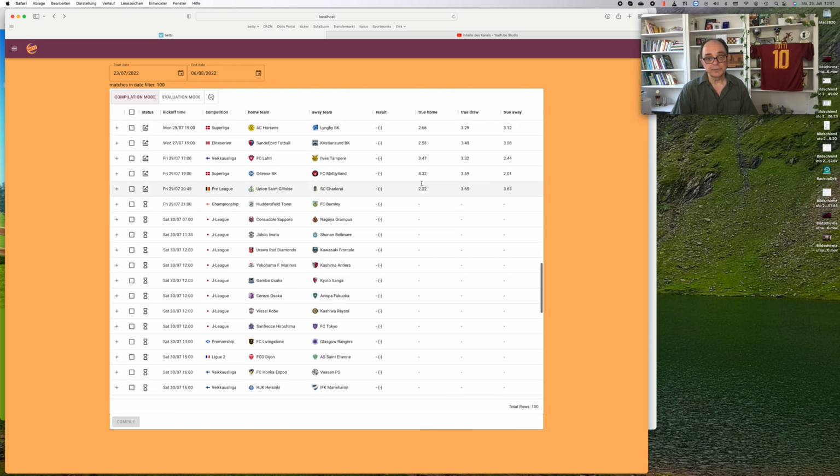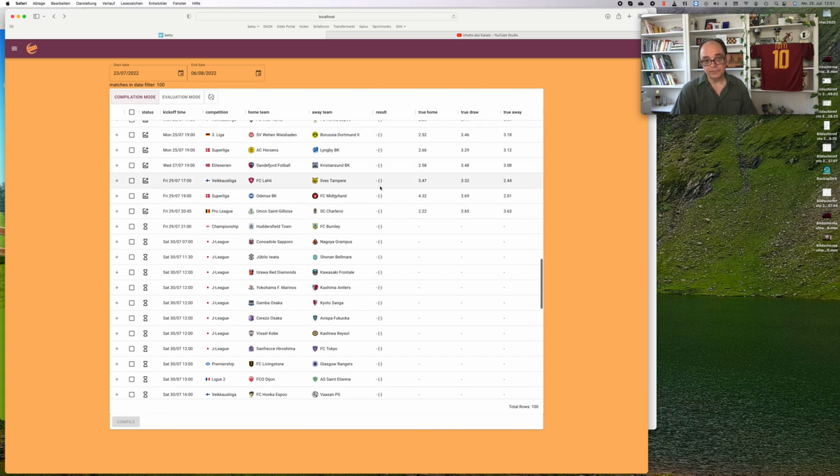It's of course what people would like to do. So these games had been missing here, and now we see the prices compiled. You can compare it yourself with the market. I'm not going to do this now. Of course, they are compiled to 100%. So the sum of these 3 reciprocals, 1 divided by 2.58 plus 1 divided by 3.48 plus 1 divided by 3.08, equals 1.